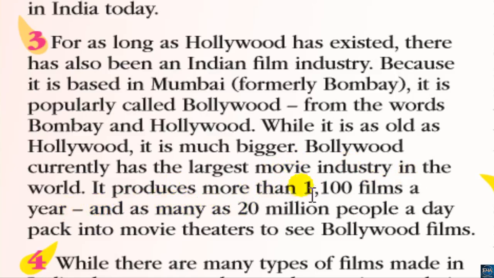This is a very big number. It's about 4 times the number of movies that Hollywood produces every year. Because in Hollywood, they produce about 250 movies every year. But in Bollywood, they make more than 1,000 films, 1,100 films.